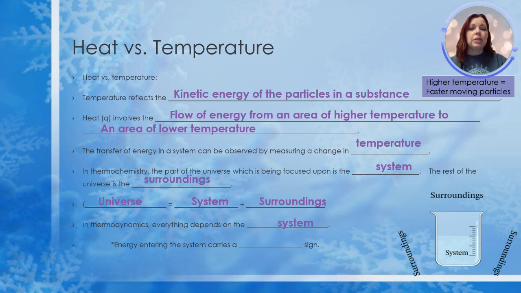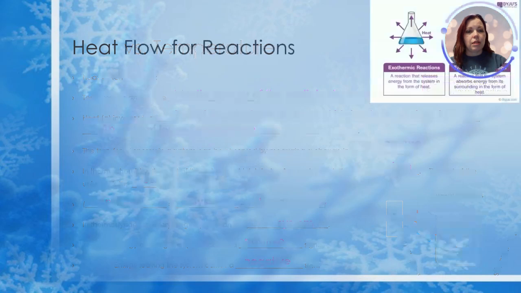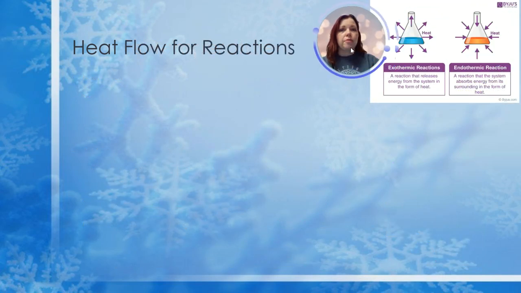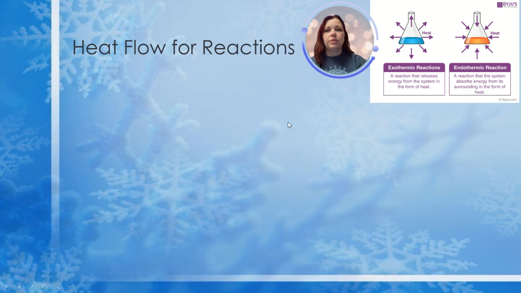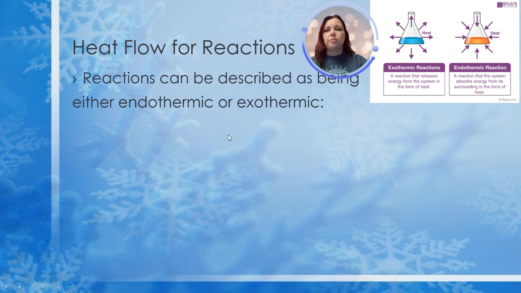Energy that is entering the system carries a positive sign. You can see that here. That's energy entering the system. Energy that is leaving the system carries a negative sign, like that. Okay, so now let's talk about heat flow for reactions themselves. Reactions can be described as being either endothermic or exothermic.